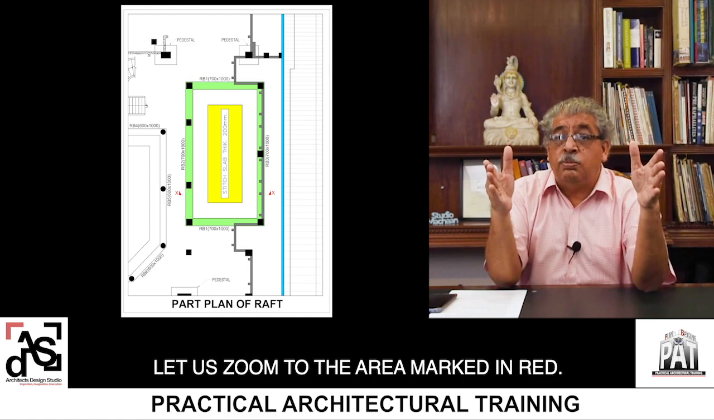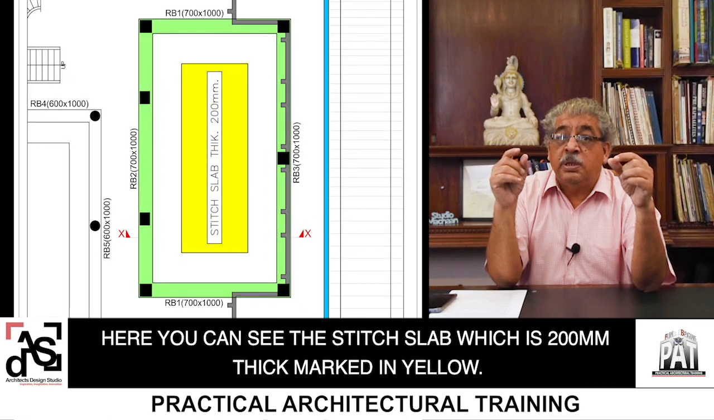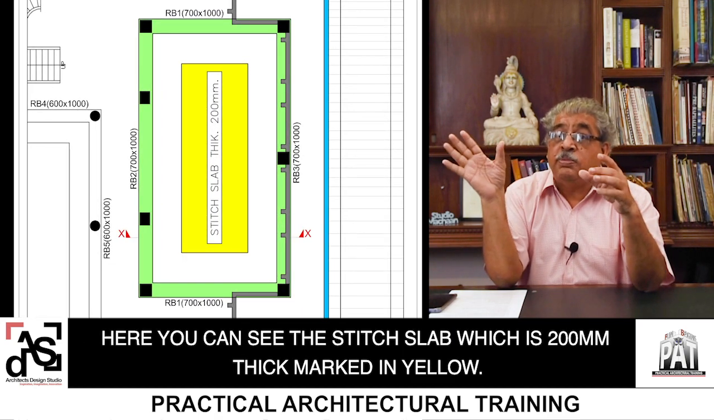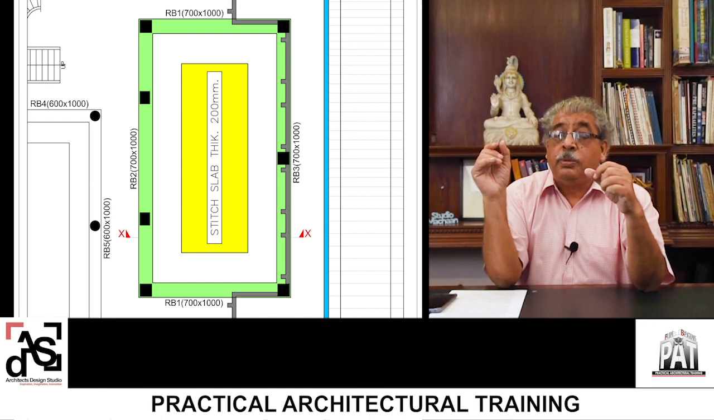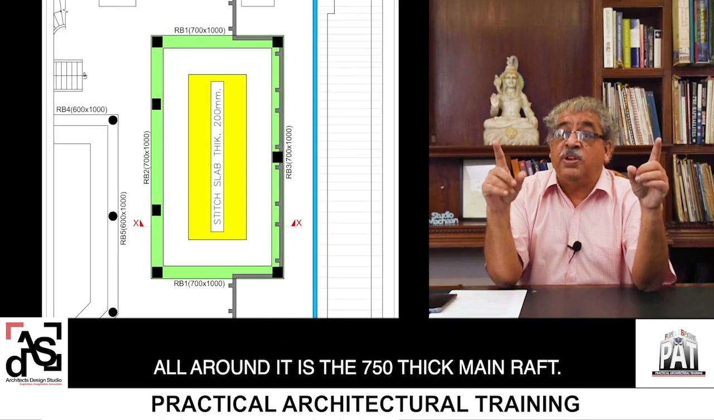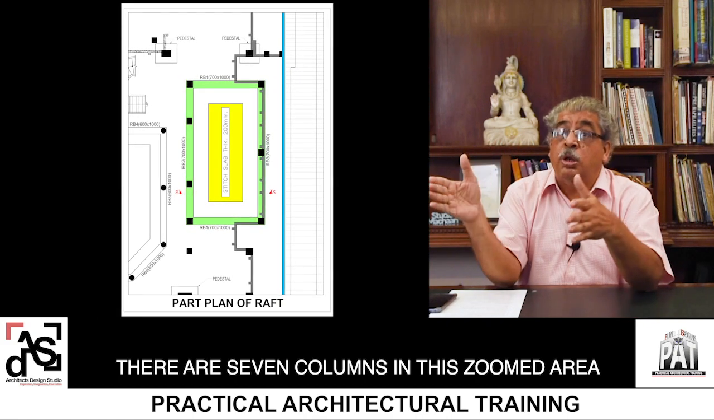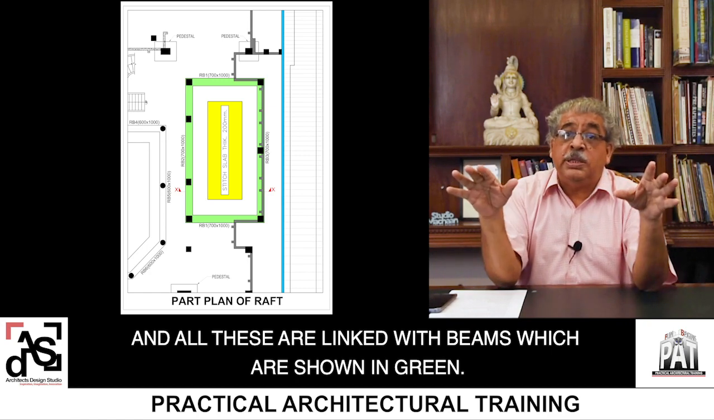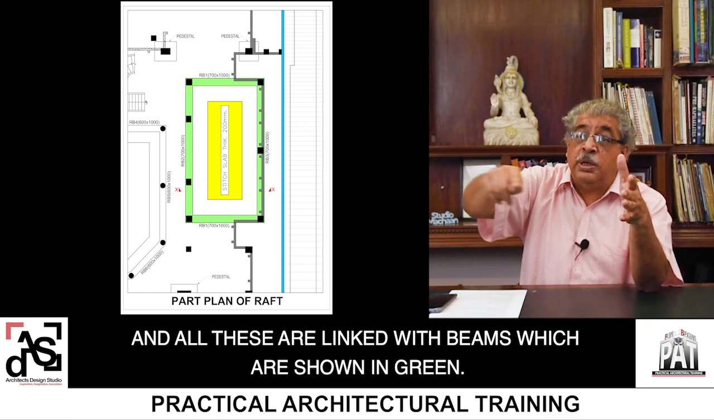Let us zoom to the area marked in red. Here you can see the stitch slab, which is 200 mm thick and is marked in yellow. All around it is the 750 thick main raft. There are 7 columns in this zoomed area, and all these are linked with the beams which are shown in green.